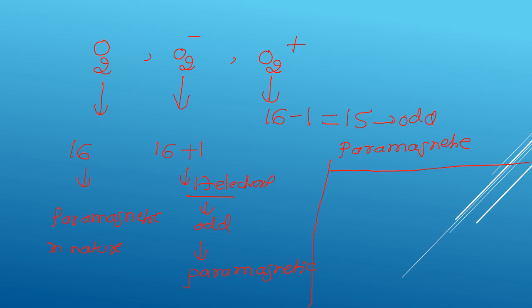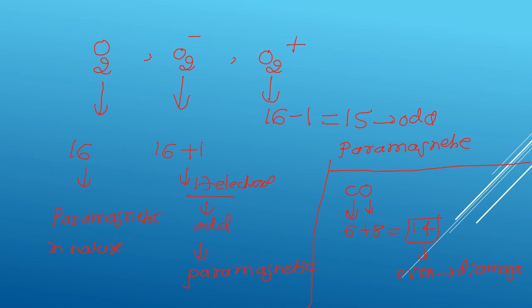Now let us consider a hetero molecule such as carbon monoxide, whether it is paramagnetic or diamagnetic. Carbon, what is the atomic number of carbon? 6. So there are 6 electrons. What is the atomic number of oxygen? It is 8. So 6 plus 8, how much is it? It is 14. So the total number of electrons in CO, the carbon monoxide molecule, is equal to 14. Even number. This is diamagnetic. So carbon monoxide is diamagnetic.